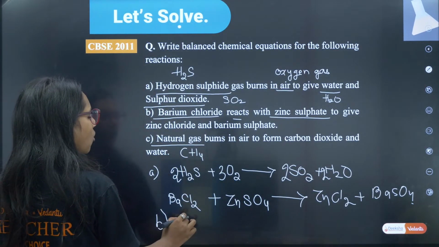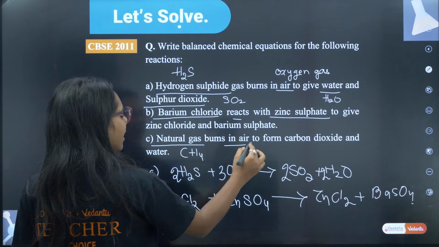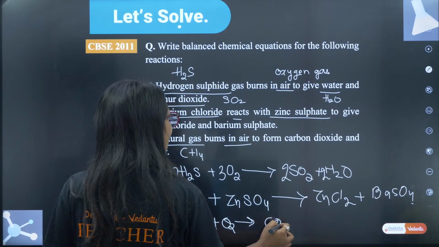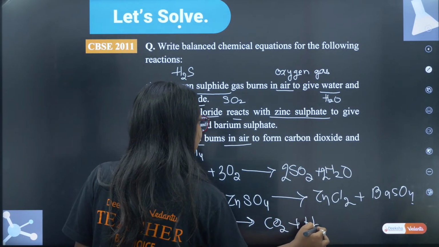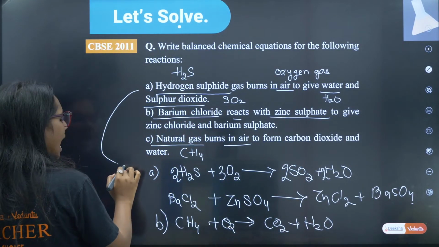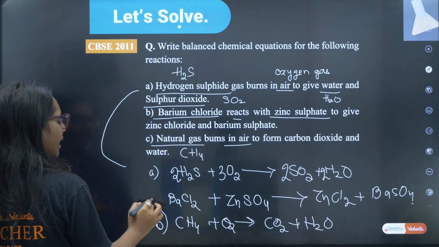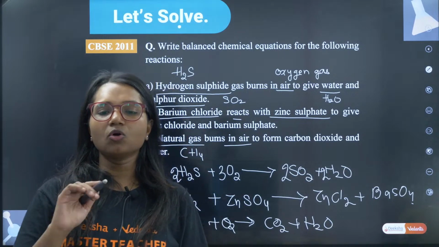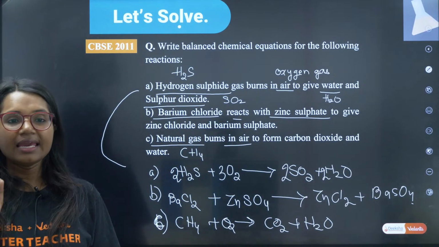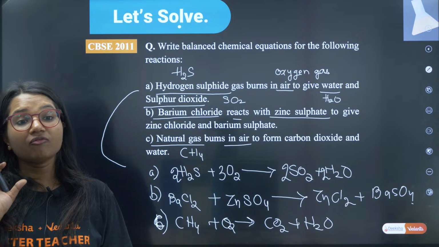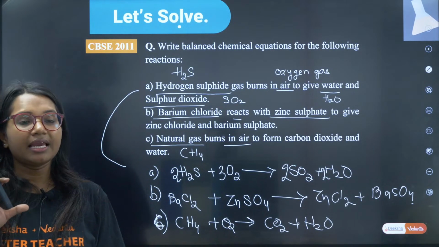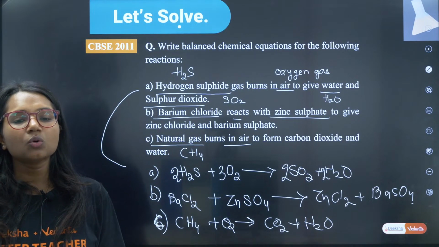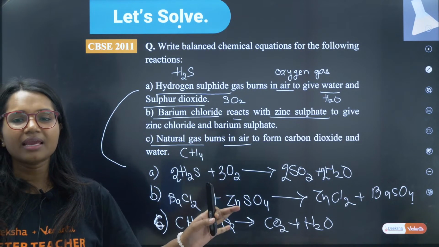So CH4 burns in presence of air. Air means O2, to form CO2 and water. So is this a balanced reaction? These are the three reactions, A, B and C. Just have a look. Very good, Vriksha. Methane is natural gas and the formula for this is CH4. CH4 plus O2 gives CO2 plus water.